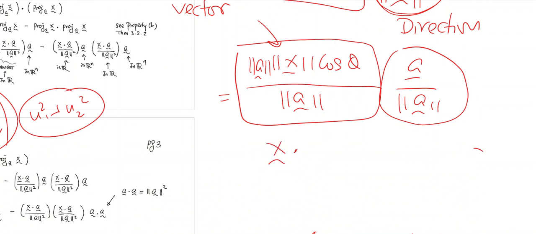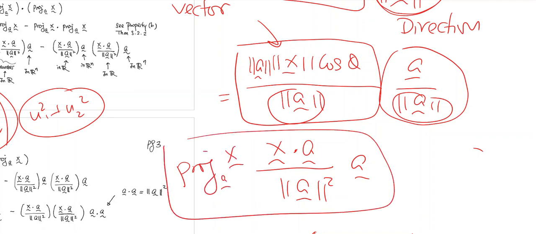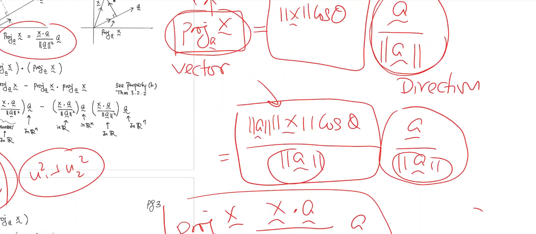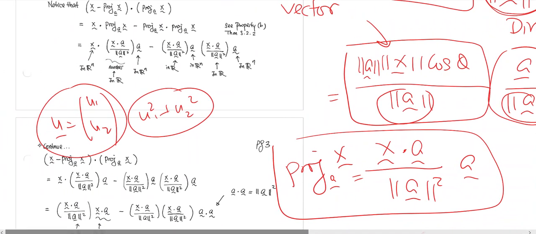So this is x dot a, right? And this a and this a make a square, right? And then this is a. So this is the projection formula of x onto a. We have derived this many times before. I am doing it here again. So this projection of x onto a is given like this. And the derivation to prove it is actually very straightforward. You just need to figure out the magnitude and the direction.